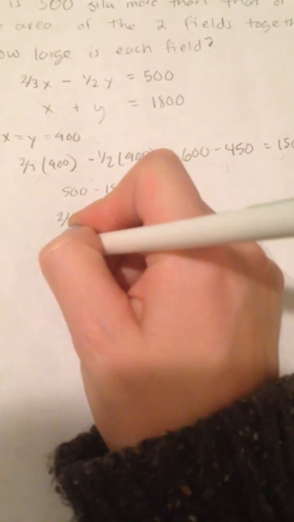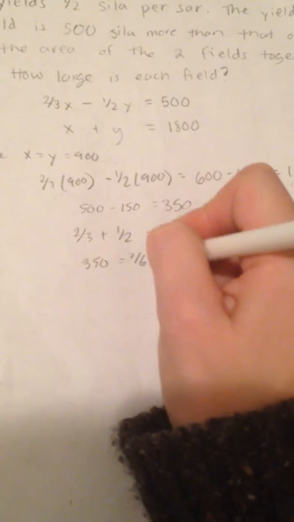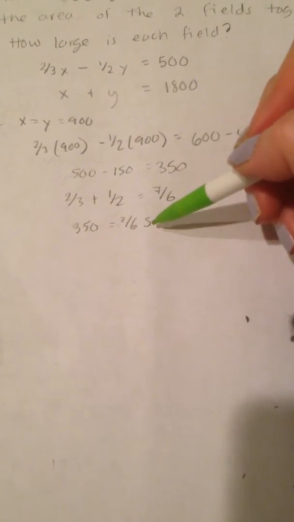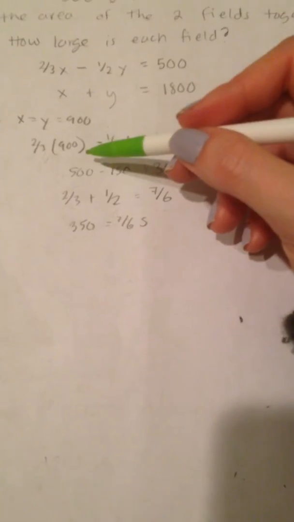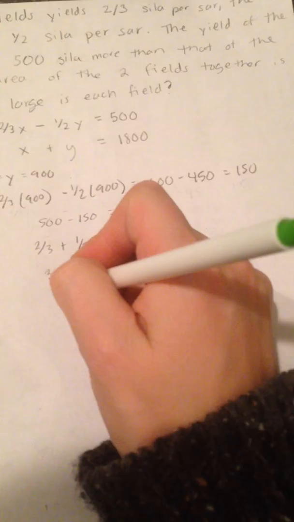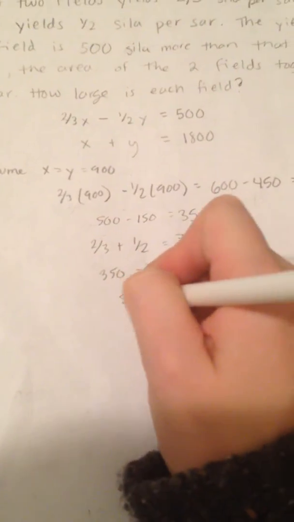So to find the true values of x and y, we need to set up this equation. We need to set up 350 equals 7/6 s. And s is the value that we need to either add or subtract to 900 to find the true values of x and y. So we've solved this equation and see that s is equal to 300. So 300 is what we need to add to x and subtract from y to find the true values.